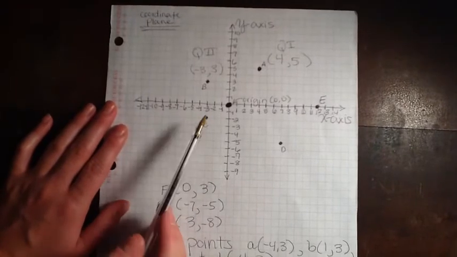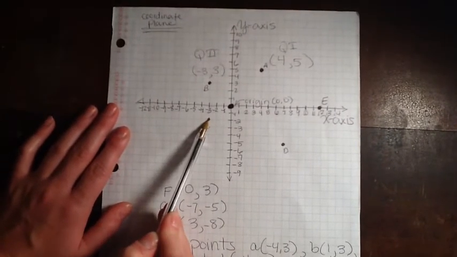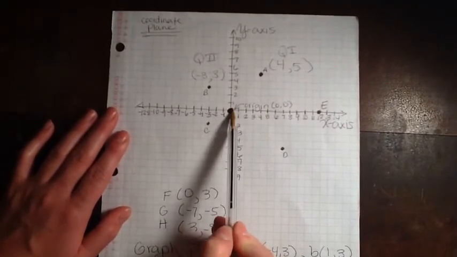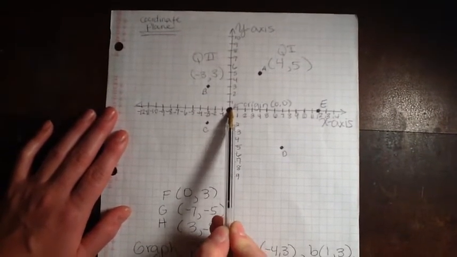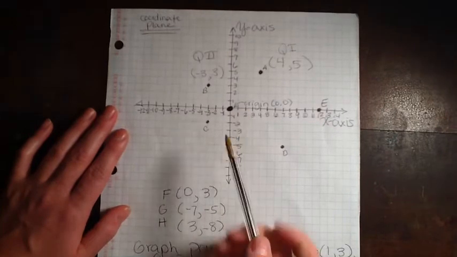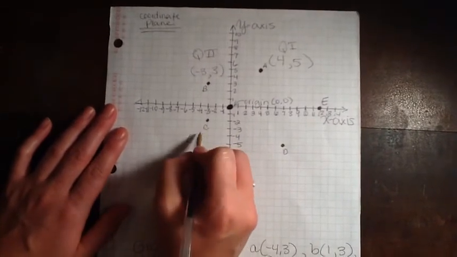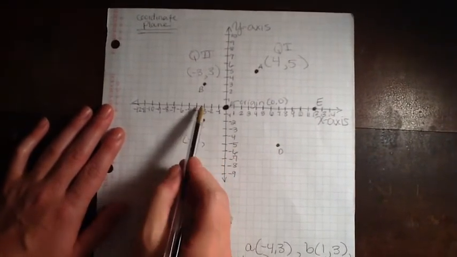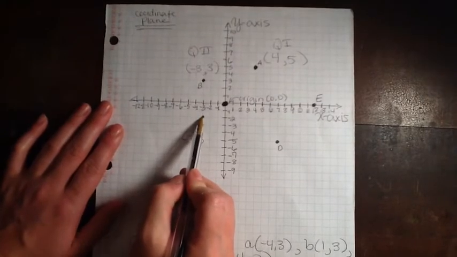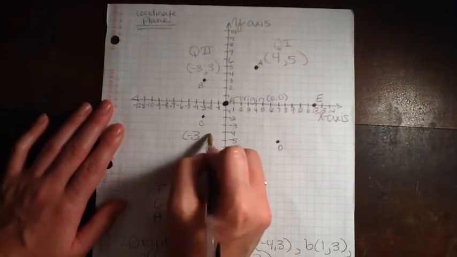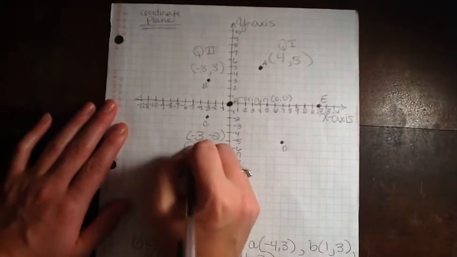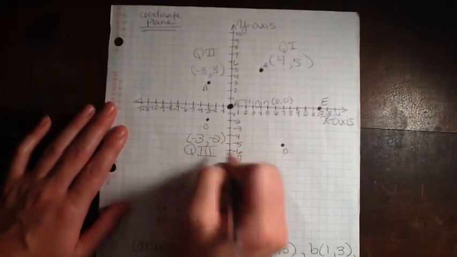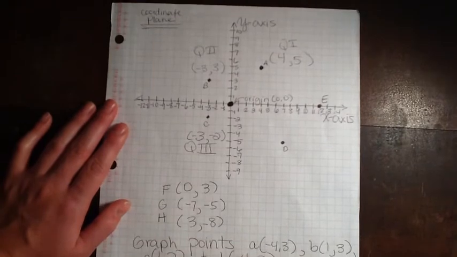Let's go ahead and look at C. How do we get to C? Let's start at the origin, and first we have to move horizontally. We have to move left, so that means we're going to have a negative value, and it's going to be a negative 3. And then we're going to go down to negative 2, which is also a negative value. So that means that we're going to be in quadrant 3 because both our x and y values are negative.